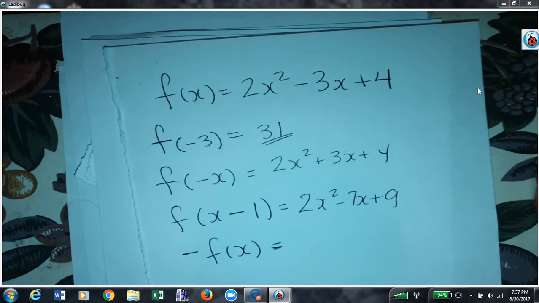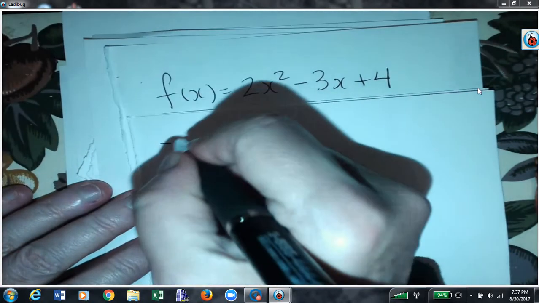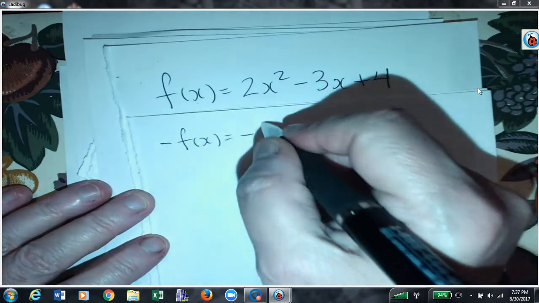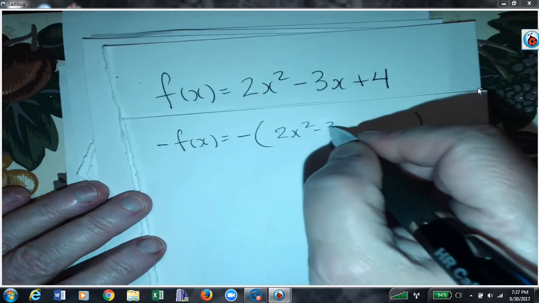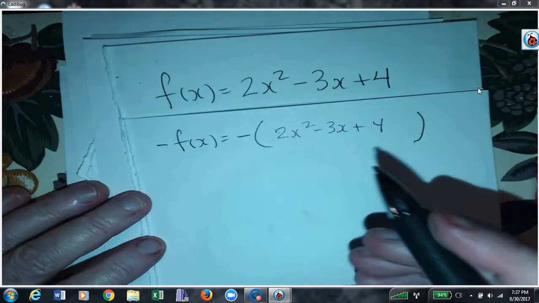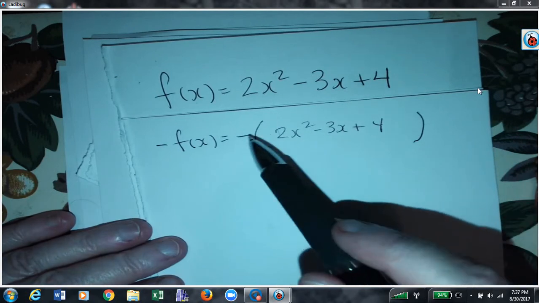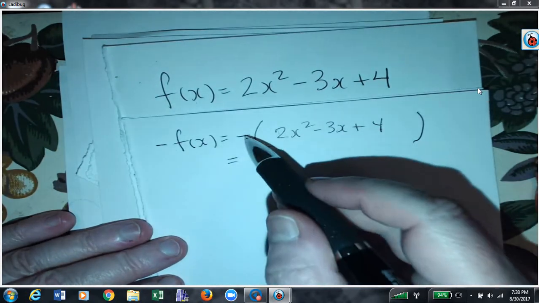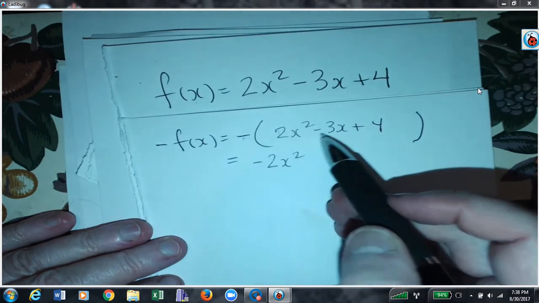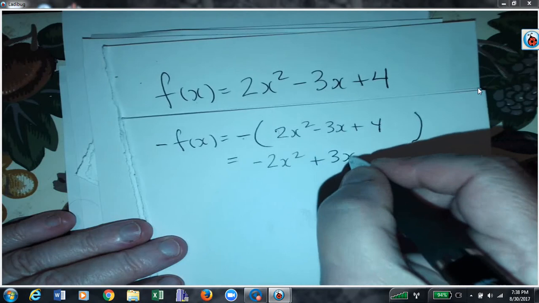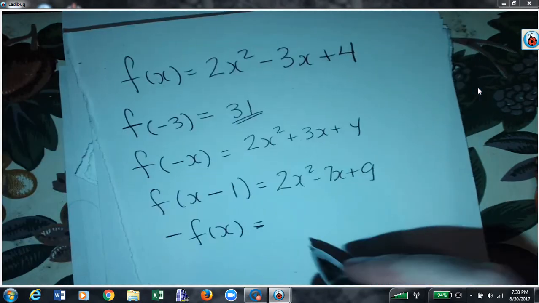Okay. And then finally, what is the negative of f of x? Well, the negative of f of x is the negative of the entire formula for f of x. Now, this is correct, but I have to write it without parentheses. So there's a negative sign out front, so it must be applied to every term. So I get negative 2x squared, the negative of negative 3x, and negative 4. So that's my answer for that one.